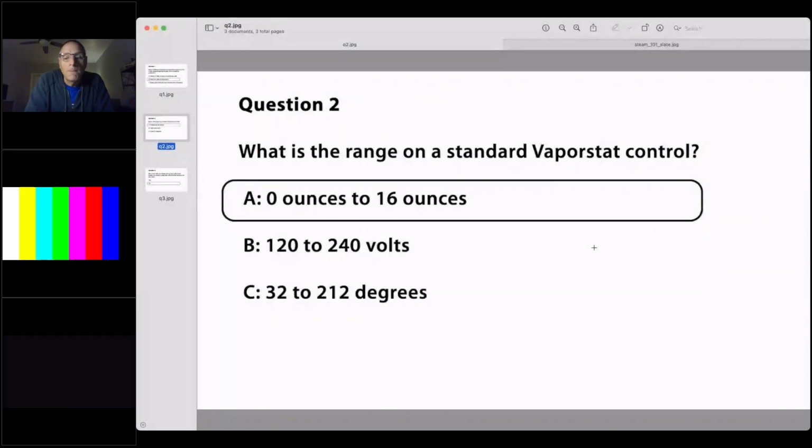Okay. I think I'm sharing it right now. There it is, guys. Question number 2. What is the range of a standard vapor stat control? And there's your choices. And you can see the one that's highlighted is the one you're going to need.